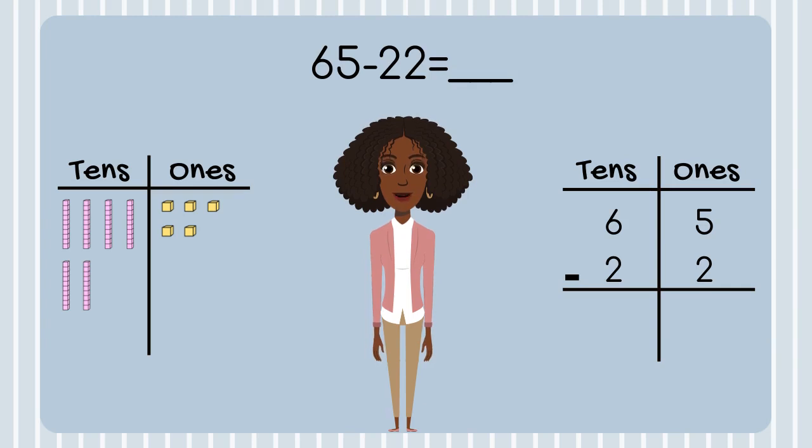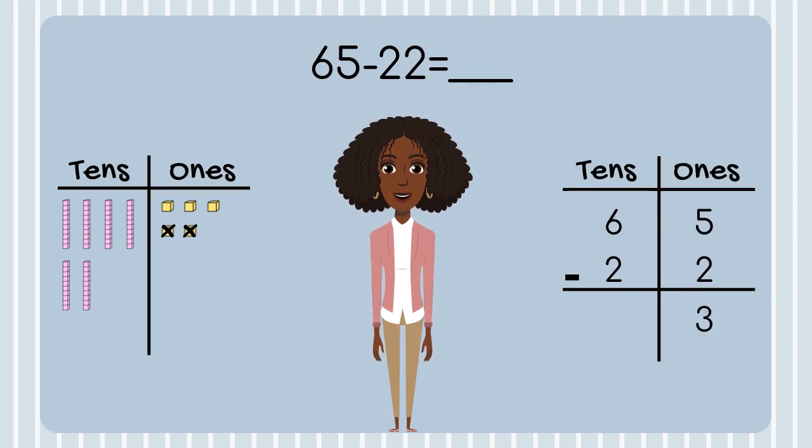Wow, you got it. The ones place. We have 5 ones. How many do we need to subtract? That's right, 2. Count as I take away 2 ones. How many ones do we have left? Awesome job! We have 3 ones left.